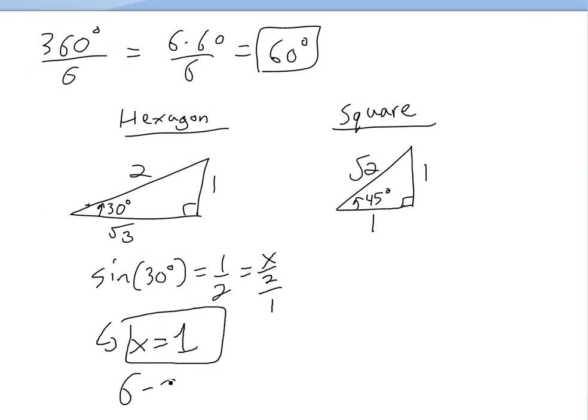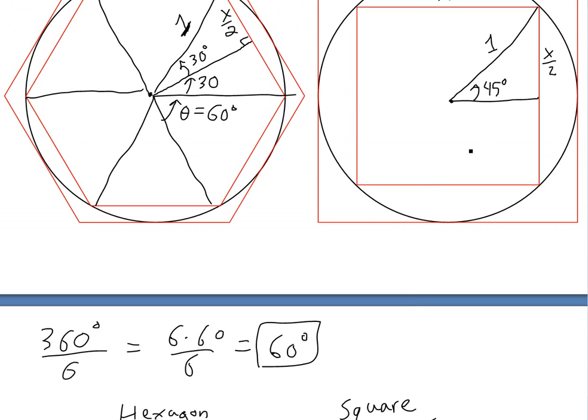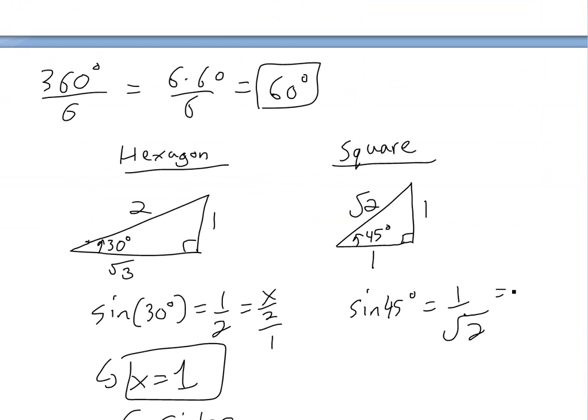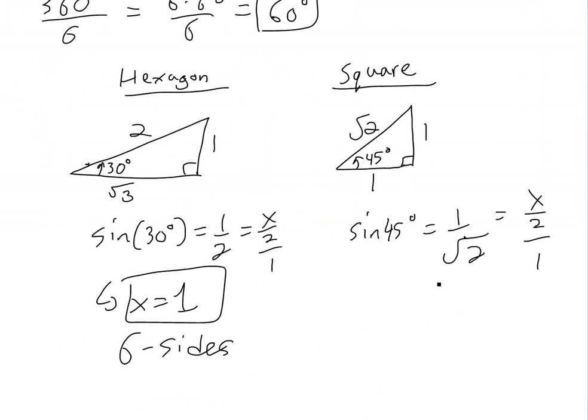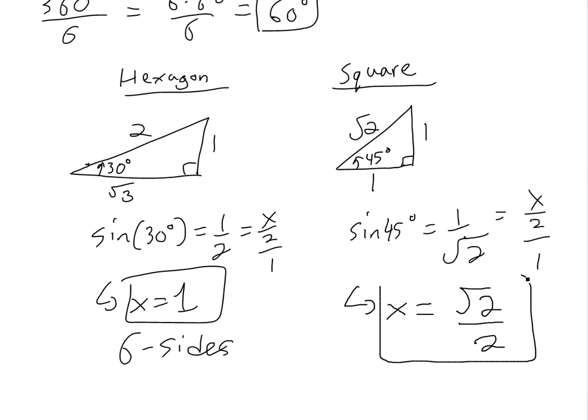And we have 6 sides. So we'll just write that. And then for this one here, sine of 45 degrees is equal to 1 over square root 2. And this equals, in this case, x over 2 over 1. So just x over 2 over 1. The 1 doesn't do anything. And then we just put the 2 over top. So we're going to get x is equal to square root 2 over 2. So this is for a square, or we'll just say 4 sides.